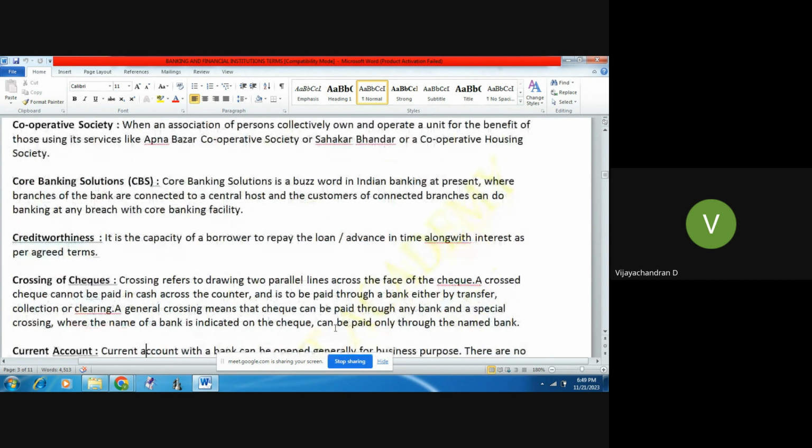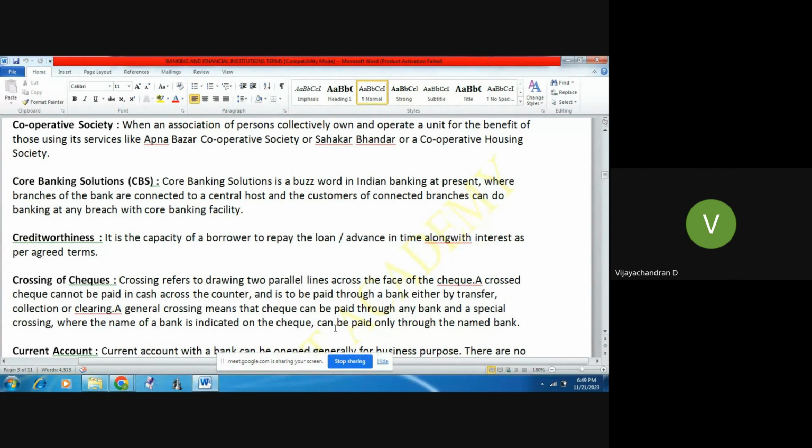CBS, core banking solution. So what does core banking solution mean? All the branches are connected. What is the opposite of core banking? Unit banking, where you can have the transaction at only one branch. That will then be linked with the other branches, whereas in core banking all the branches are connected with each other. They are networked, so you can deposit at any bank, any branch. It will not be confined to only one branch.